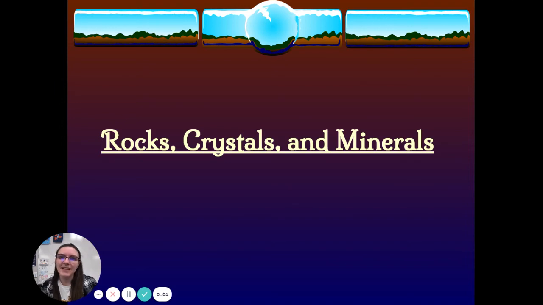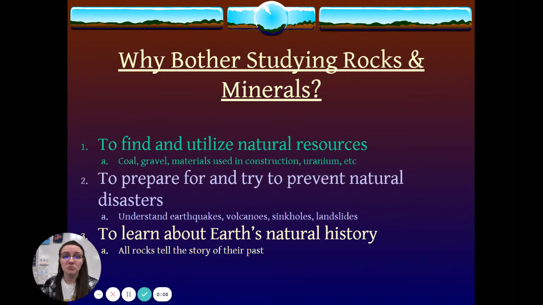So today we're going to be talking about the differences between rocks, crystals, and minerals. So first, why should I care? Why should I bother studying rocks and minerals? There are three main reasons we study rocks and minerals. The first is to know how we find and utilize natural resources.